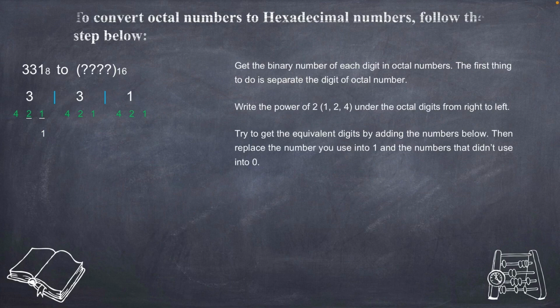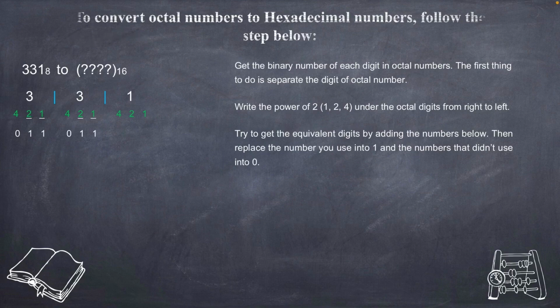Since ginamit natin yung 1, papalitan natin siya ng 1. Tapos yung 2, 1 din. Tapos yung 4, di natin siya ginamit sa pag-addition. Para makuha yung 3, papalitan natin siya ng 0. So, ganun din sa mga susunod na digit.